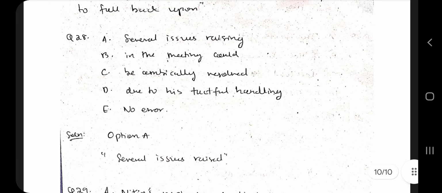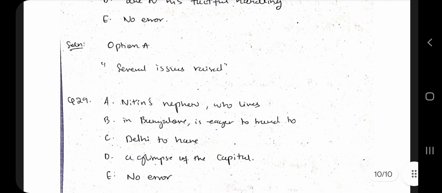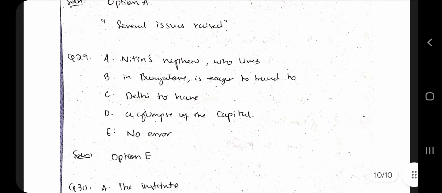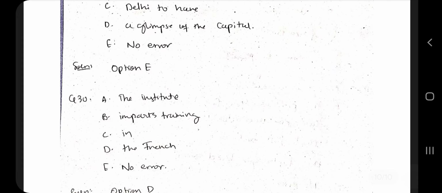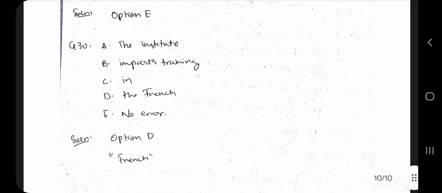Several issues raised in the meeting. Nitin's nephew, who lives in Bangalore, is eager to travel to Delhi to have a glimpse of the capital. So here let's see where is the error. So it's no error. Okay. And the next one: the institute imparts training in the French. Instead of "the French", we can have "French", right?